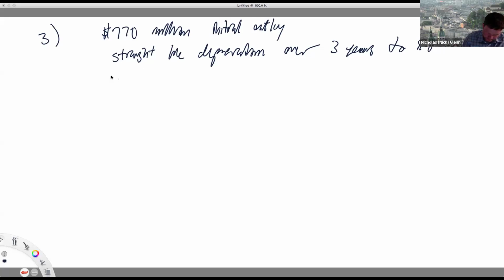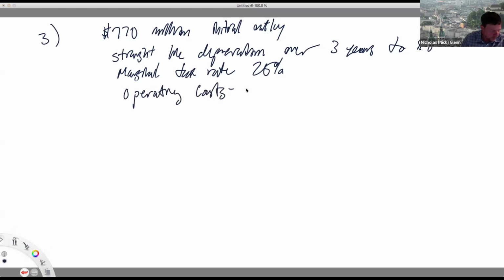And lastly, marginal tax rate, 25%. That's what they're going to be paying on the revenue that they're getting. And I forgot, also the operating costs. The operating costs are going to be $100 million per year. All right, so let's find the net cash flow for each year.